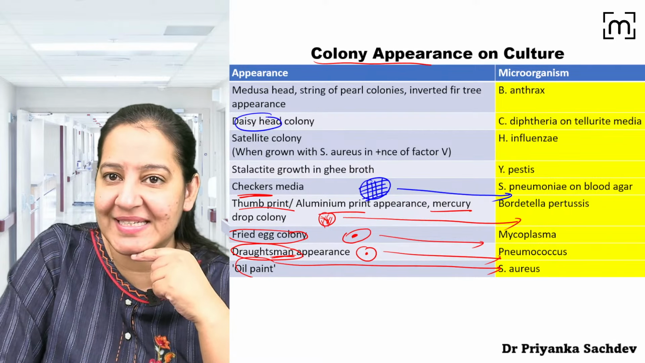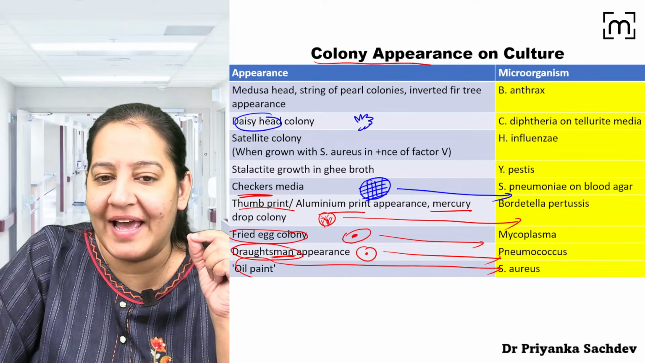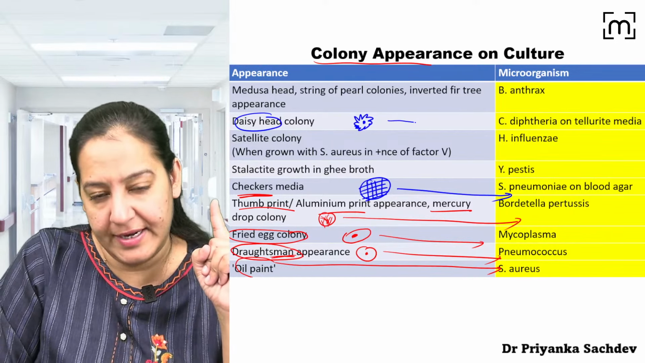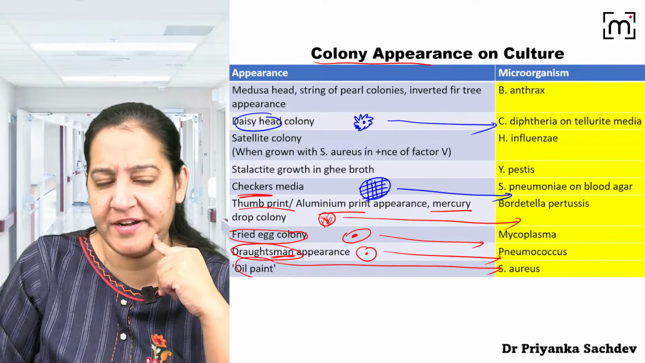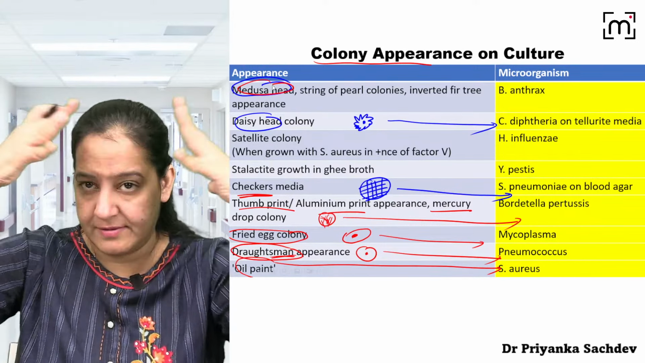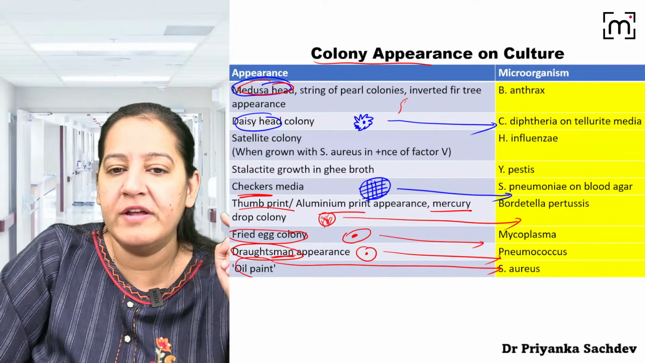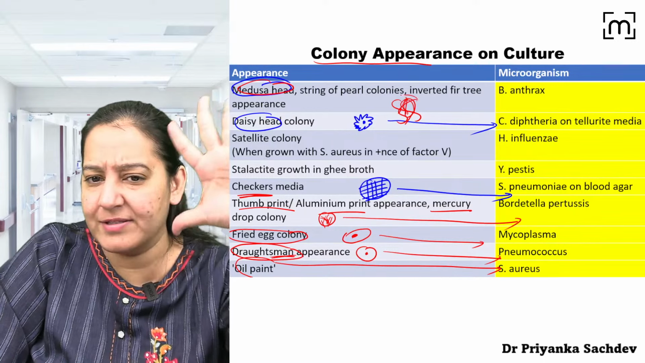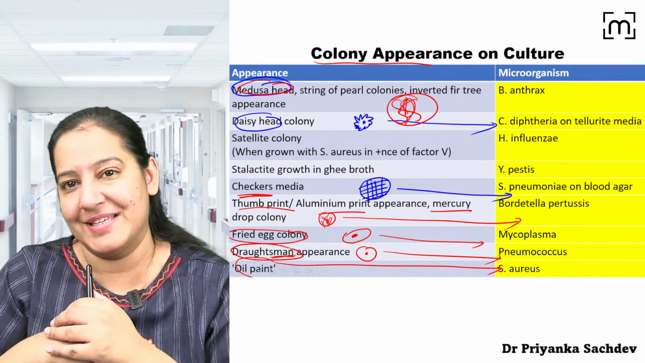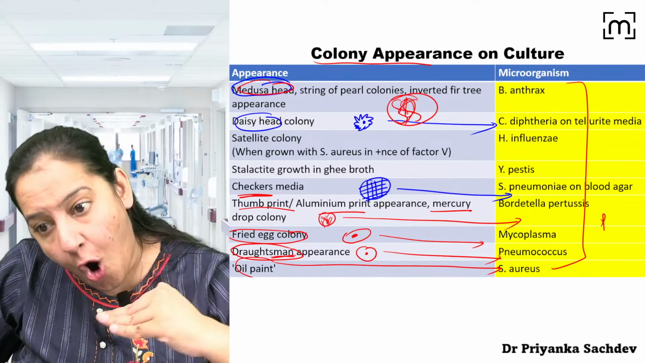Daisy head. You know what is daisy? Daisy is a flower like a sunflower. So the colony will be like this, looking like a flower. It's the daisy head like a flower, right? It's Corynebacterium diphtheriae. Medusa head. What do you mean by Medusa? Medusa is a girl with curly hair, right? Medusa head, the head of Medusa. So the colony will be like this, the curly hair of a girl like Medusa. So these are the specific names given to the colony appearance of some particular bacteria, and you can't believe me, these all are your PYQs.